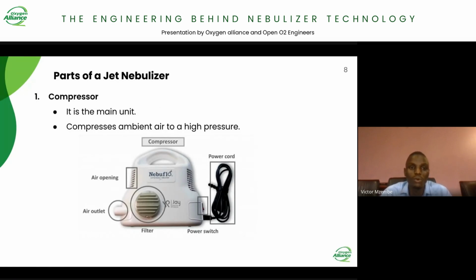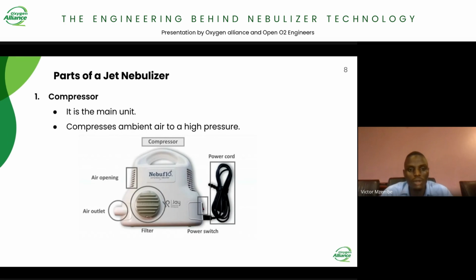As I mentioned, the compressor is the main unit of this device assembly. And this compressor compresses ambient air to a high pressure. Basically, jet nebulizers have compressors that have an output pressure ranging from 30 to 50 psi. In the figure there are external parts of the compressor. So we have the air openings, which allow ambient air to enter the compressor.